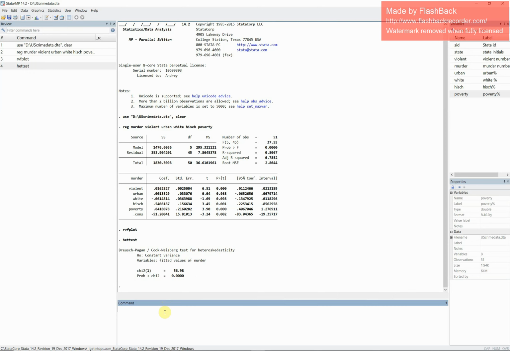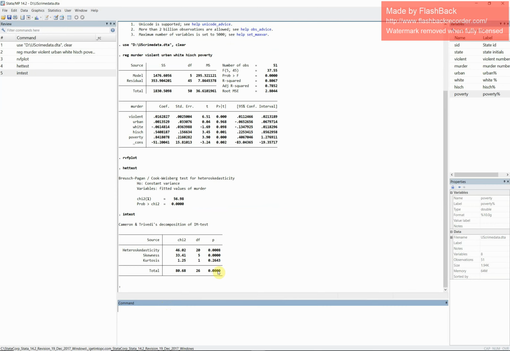Another non-graphic test is the Cameron-Trivedi IM test, and the command for that is imtest. Now once again we find that there is heteroscedasticity, there is presence of kurtosis, and heteroscedasticity is significant. The null hypothesis is that variance in residuals is homoscedastic, and since the p-value is less than 0.05, the null hypothesis will be rejected.